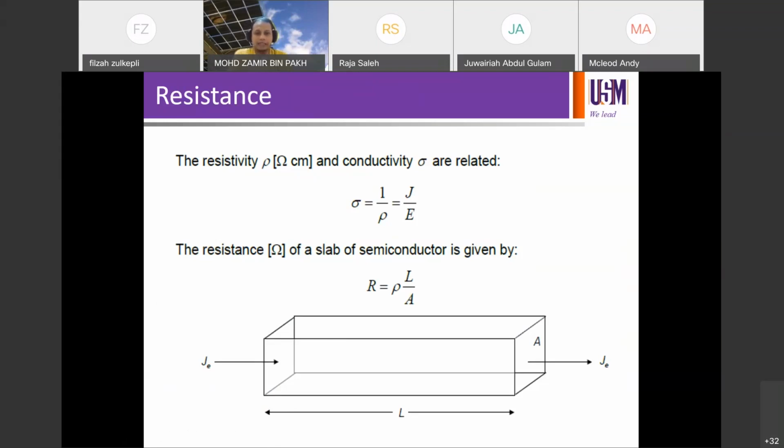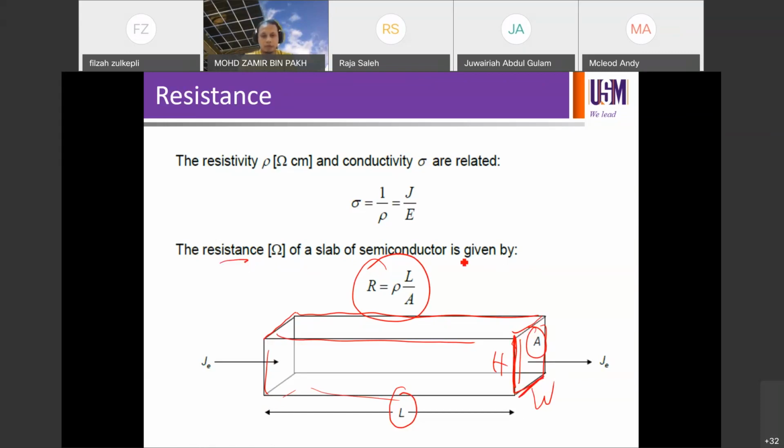And resistance of a slab. So this is the whole slab. The resistance of the slab is given by rho L over A. R equals rho L over A, where rho is the resistivity, L is the length, A is the area. Quite straightforward, right? This times this, height times width. And L is given, and then you can know your value of R, resistance.